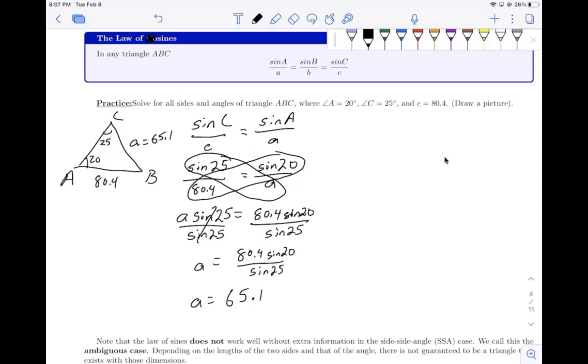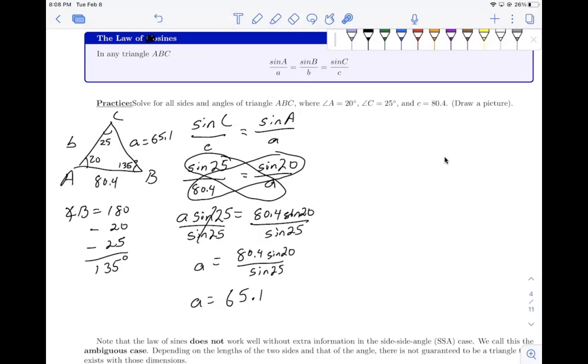So we can find angle B, which is going to be equal to 180, what the triangle has to sum up to, minus the two angles we know. This is what I was saying: we really know what the other angle is if we're given two of them in a problem. And at this point, I can easily use the law of sines again.